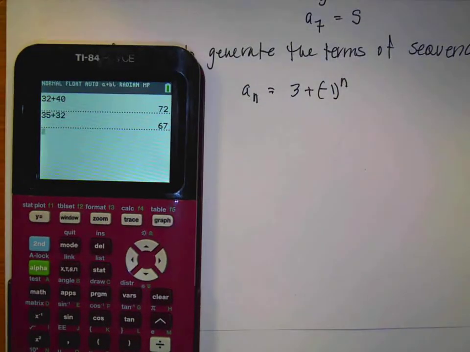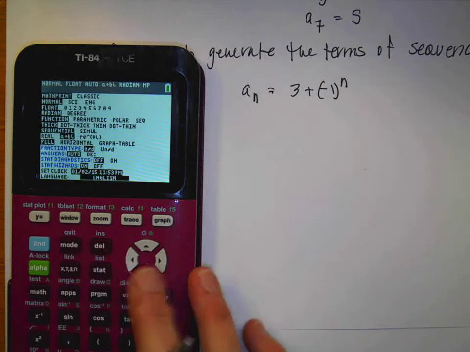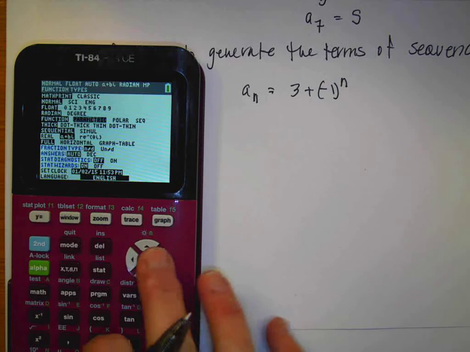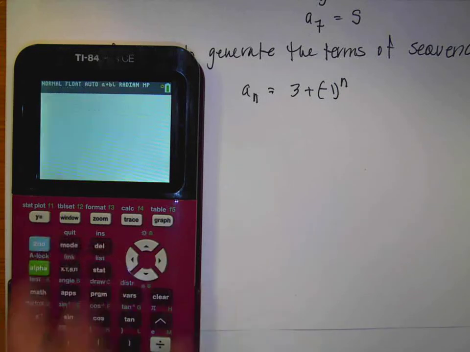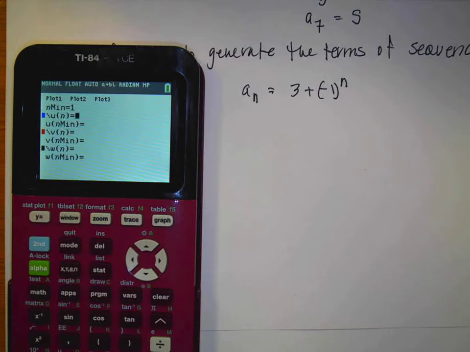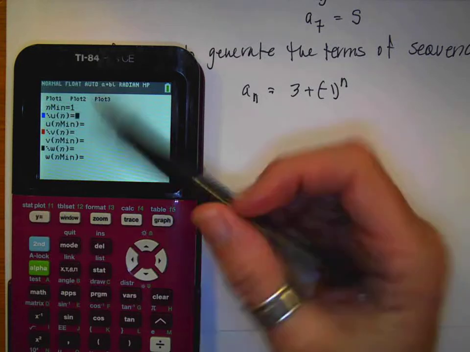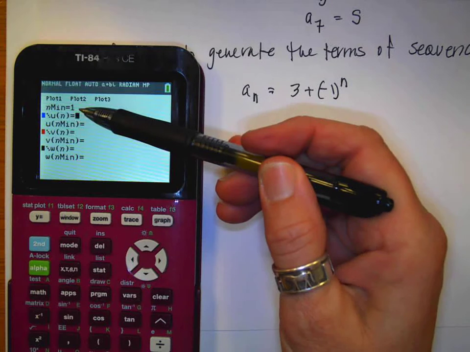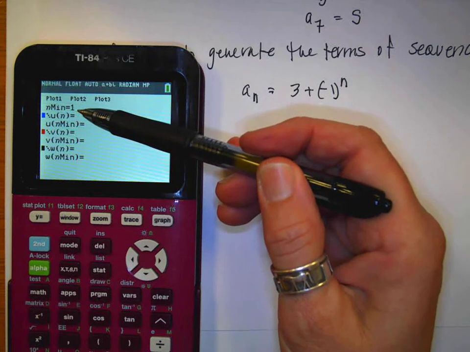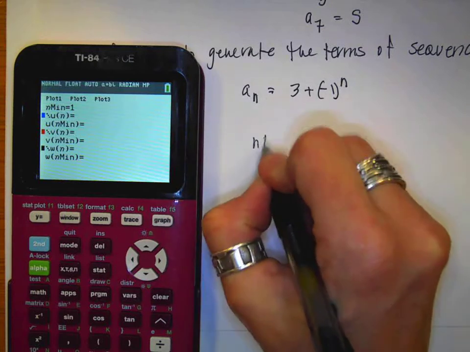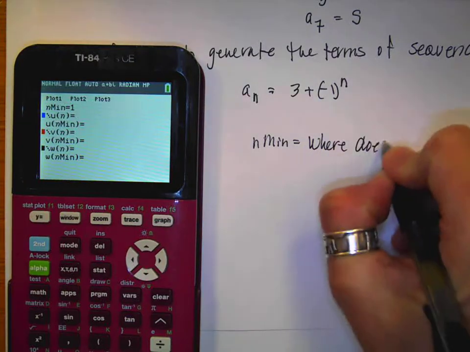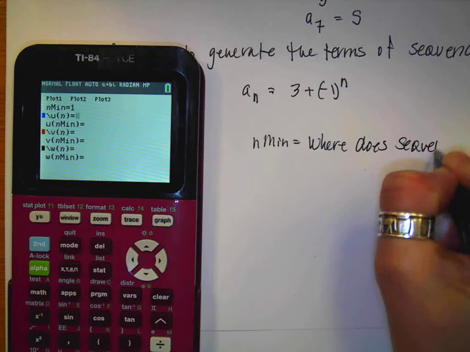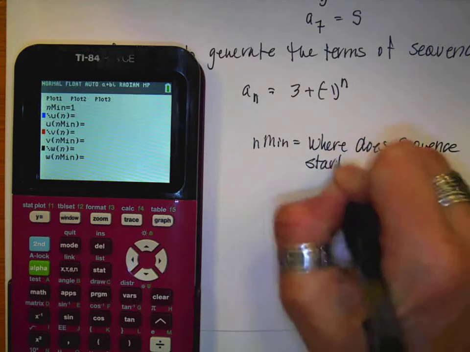So if I turn on my handy-dandy grapher and clear everything, the first thing that I would do is go to my mode button, and I'm going to put my calculator in sequence mode, okay? Then I'm going to quit, and then I go to my y equals, and notice that this is the screen that you see. So the n min is where the sequence starts. So n min is always going to equal where my sequence starts, okay?